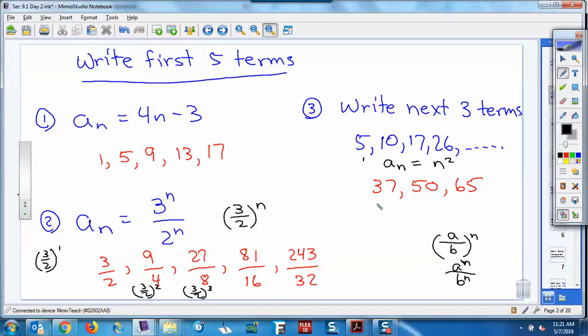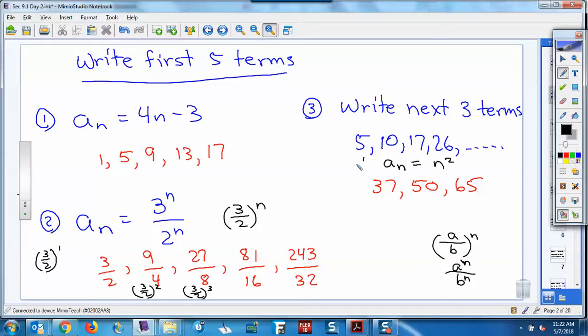Take 2 squared is 4. Does it work to add 4? No, you got to add 6, right? So what we want is, this is 1 more than 1 squared. 2 squared. So we don't want to do 1 squared here. We really want to do 2 squared, right?